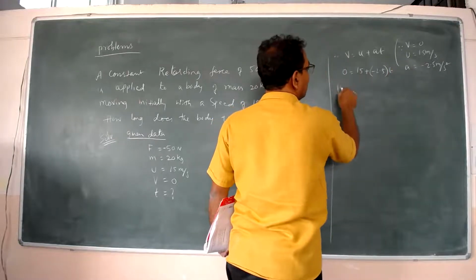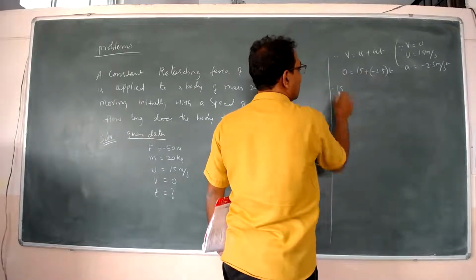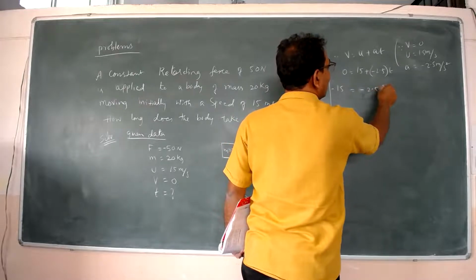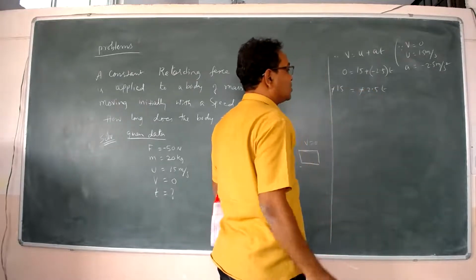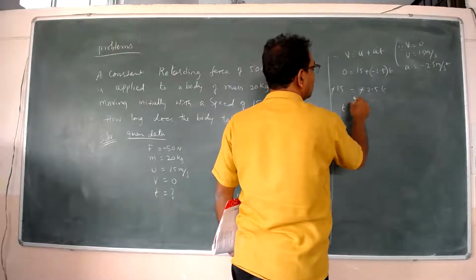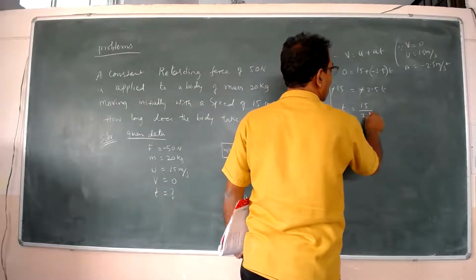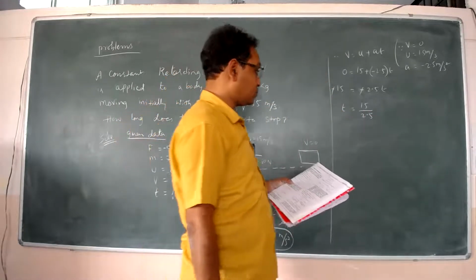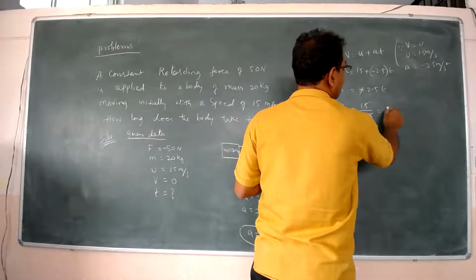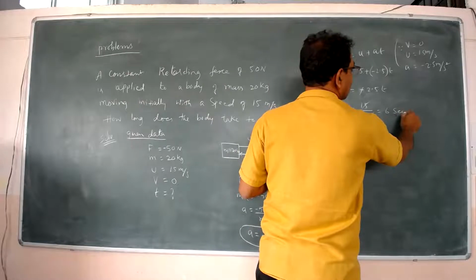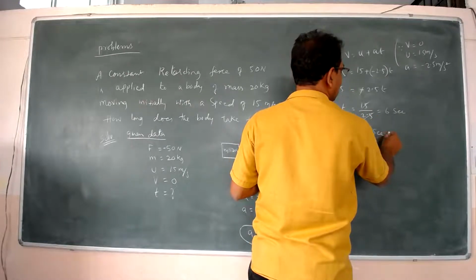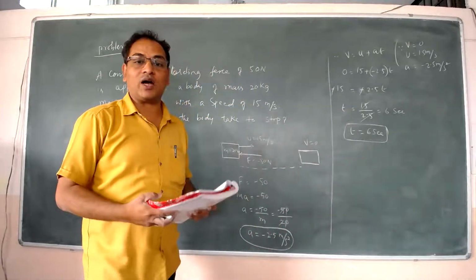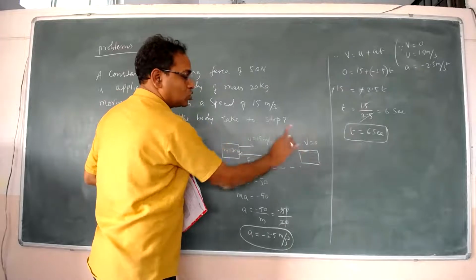This 15 will come here with a minus: minus 15 is equal to minus 2.5 t. Minus minus will get cancelled. Therefore t is equal to 15 by 2.5. We can cancel this 6 times, so t is equal to 6 seconds. So the body takes 6 seconds. After 6 seconds, the body comes to a stop.